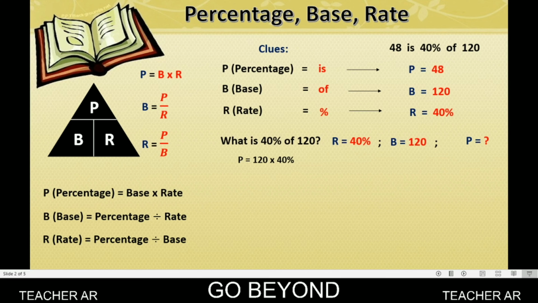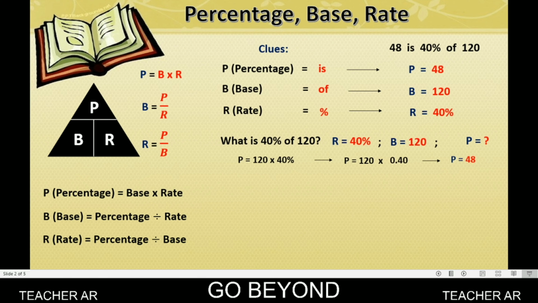So, the next thing we need to do is we have to convert 40% into decimal. So, 120 times convert 40% to decimal. In converting percent to decimal, we have to divide it by 100. So 40% or 40 divided by 100, that is 0.4 or 0.40. Then multiply it now. 120 times 0.40, so our percentage is 48.